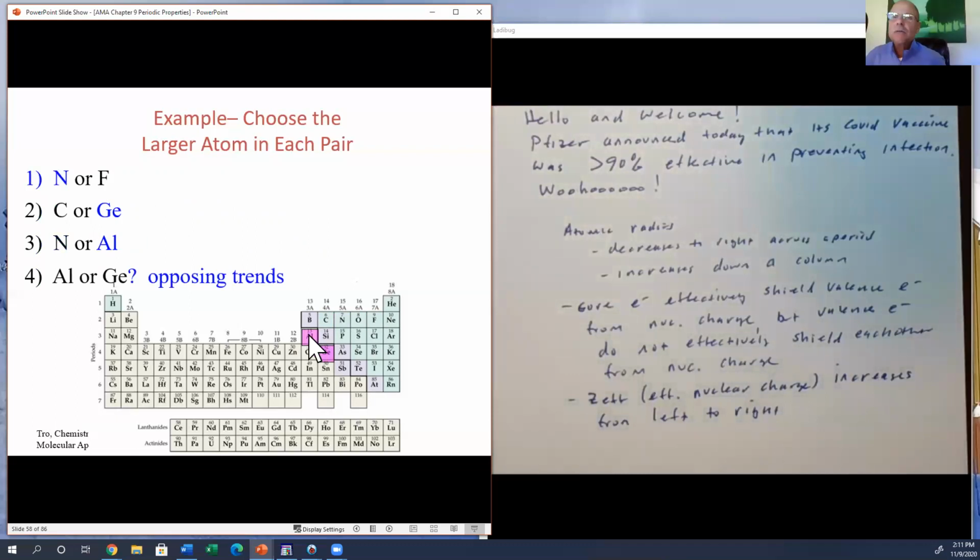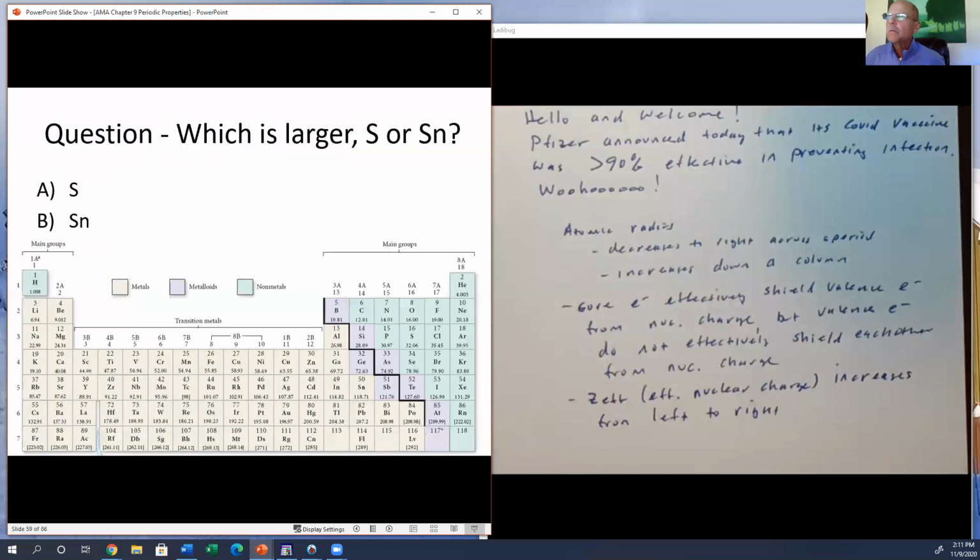In this case, you can't really tell by the periodic trends because as you go to the right, things get smaller, and as you go down, things get bigger. So if you're comparing 2 elements like this, it's much more difficult to tell just based on periodic trends alone. Okay? All right, here's a question for you on the polls. Go ahead and answer this one.